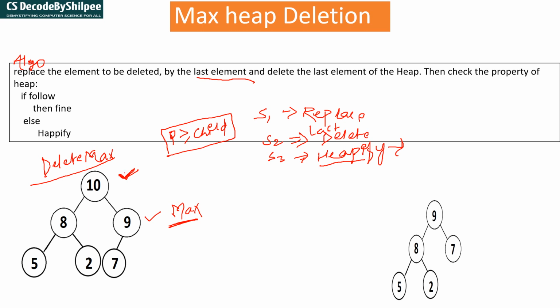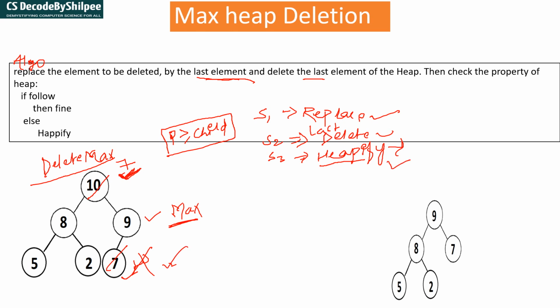So if I am going to delete the 10, the first statement says to replace it with the last element. What is my last element? My last element is 7. So 10 is going to be replaced by 7, swapped with 7. 10 comes here and is going to be deleted. This now becomes 7, and this 10 is deleted. The second step says to delete the last element, so this last element is deleted.